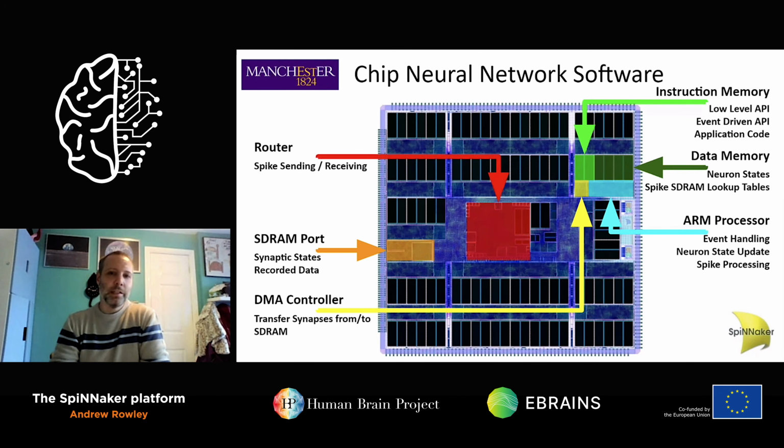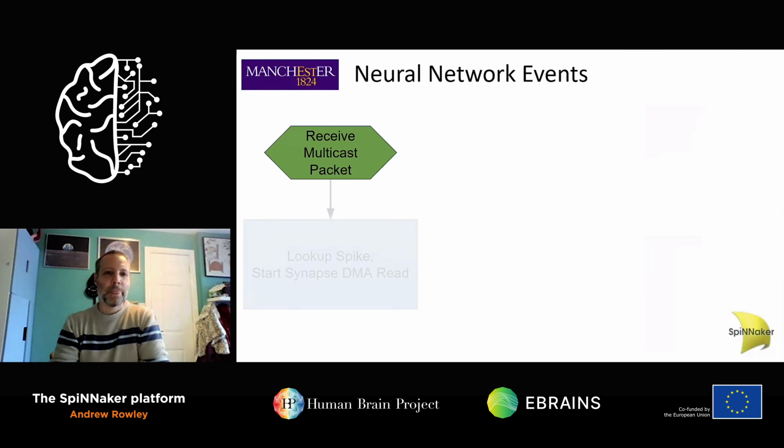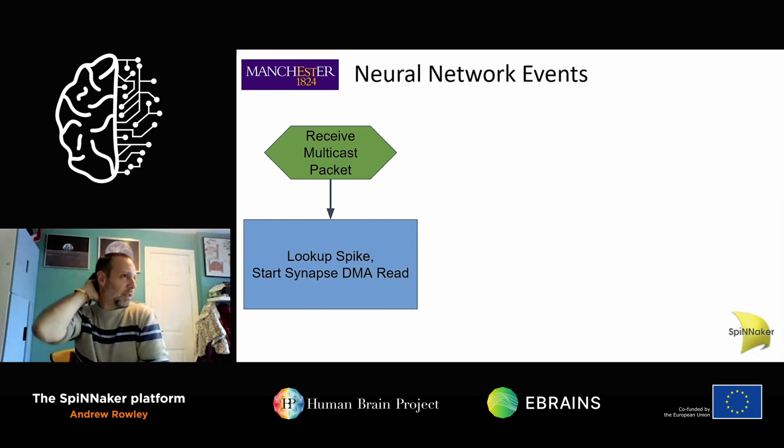And finally, the router is then used to send spikes and receive spikes from their respective places. So when we send a spike, we send it to the router, it goes off and routes it to the appropriate places. And similarly, you might receive a spike there, which wakes up the processor to do some spike processing. So what sort of events do we receive that the processor has to deal with?